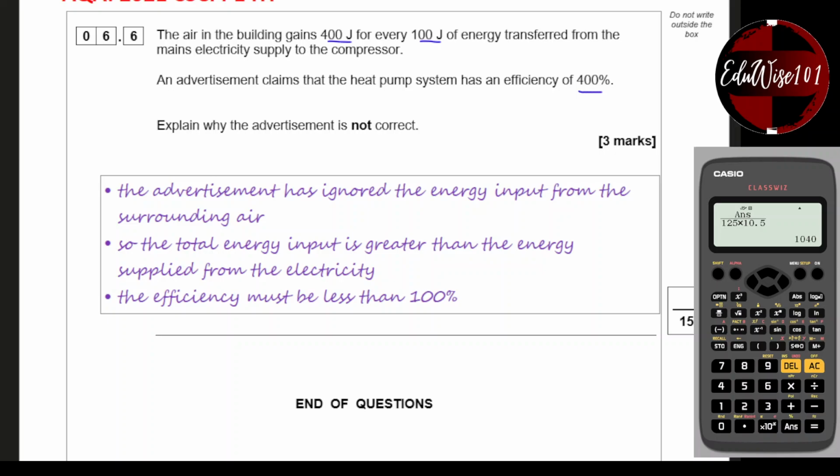The advertisement has ignored the energy input from the surrounding air. So the total input energy is greater than the energy supplied from the electricity. The efficiency must be less than 100%.